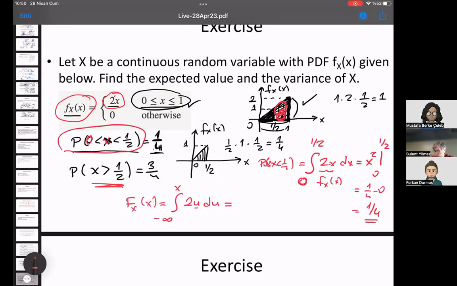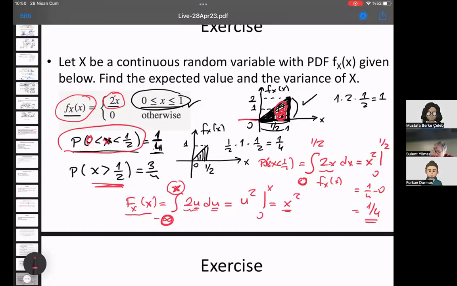Why am I going to u? Because the integral boundary is x, right? I cannot put x here. It should be changed to u so that I will be able to put x in place. I don't need minus infinity because it is 0 all over the place. So I'm going to put 0 here. The integral of 2u is u squared between 0 and x, and it is x squared minus 0.